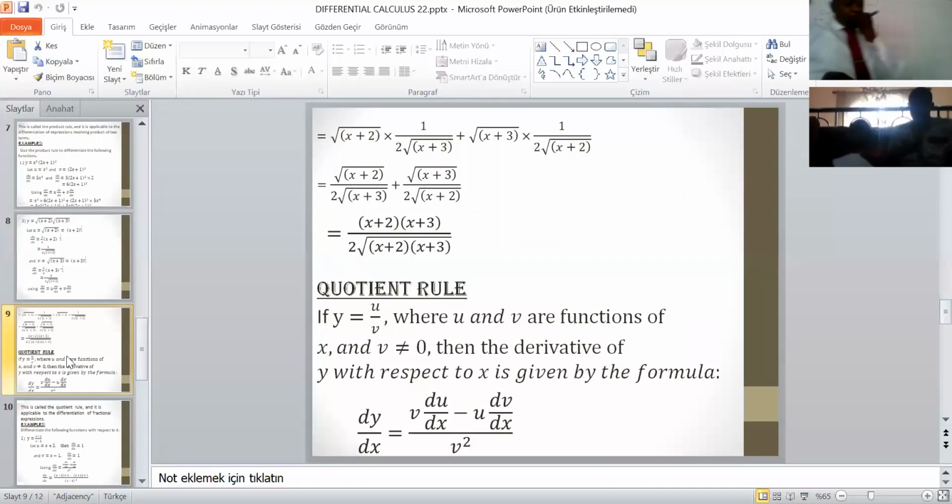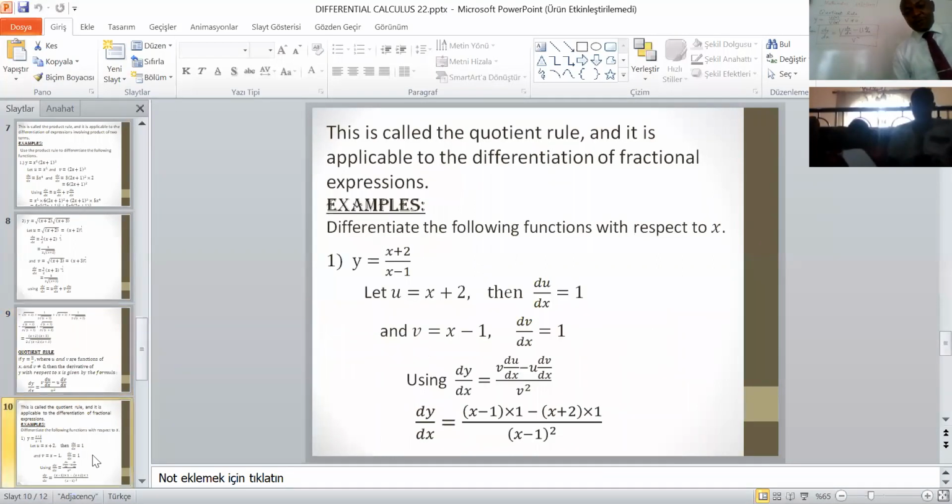So that's why I say if y is equal to u over v, where u and v are functions of x, and v is not equal to 0, then the derivative of y with respect to x is given by this formula. That is called the quotient rule. And I said the quotient rule is applicable to the differentiation of a fractional expression. So let's see examples now.